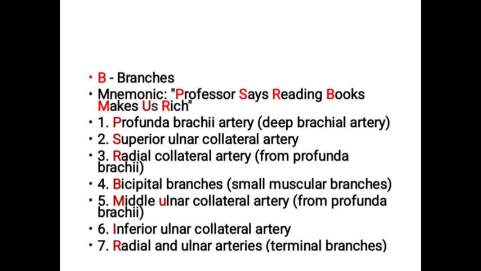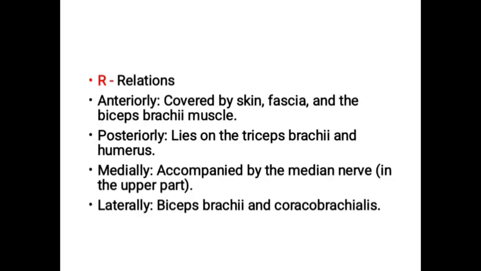The M and U in makes us represent the middle collateral artery and the inferior ulnar collateral artery. Then finally the R in rich represents the radial and the ulnar arteries, which are the terminal branches of the brachial artery. Now, the relations of the brachial artery: anteriorly it is covered by skin, fascia and biceps brachii muscle.